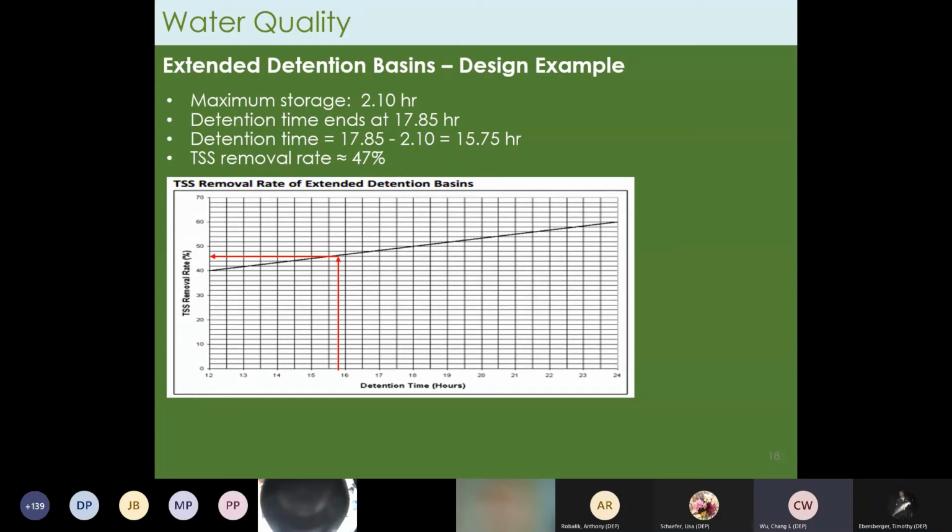So the detention time would be the time between the maximum and the 10% of the maximum. So the detention time is 15.75 hours. So use that 15.75 hours. Then you go back to the curve, and the TSS removal rate is around 47%.